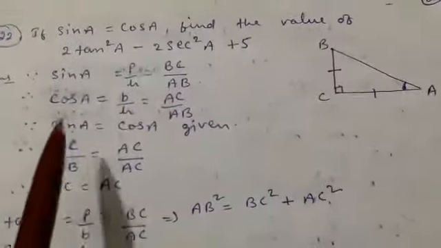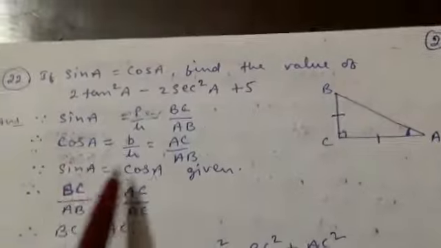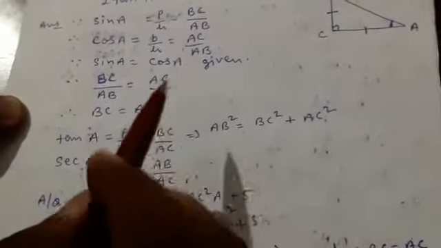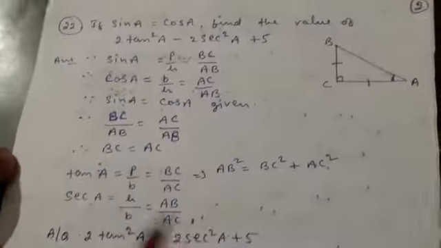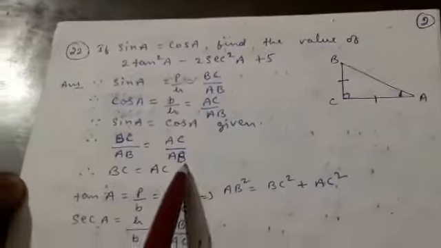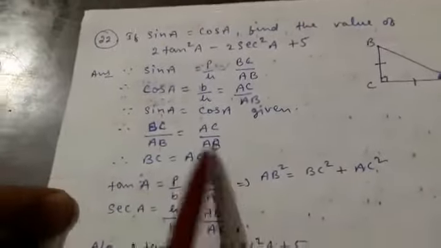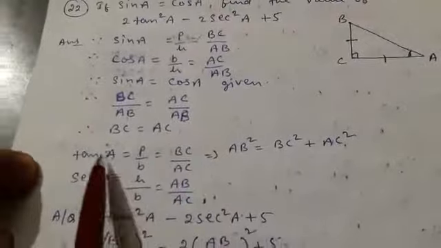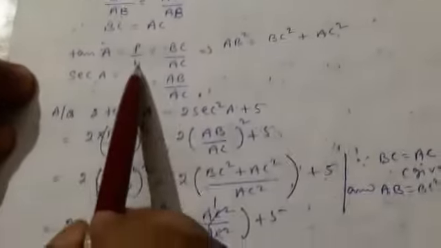So we'll write down, according to the question, sin A is equal to cos A, means BC by AB is equal to AC by AB. So here it is given sin A is equal to cos A. So BC by AB is equal to AC by AB. AB both are equal, therefore BC is equal to AC. It is proved.